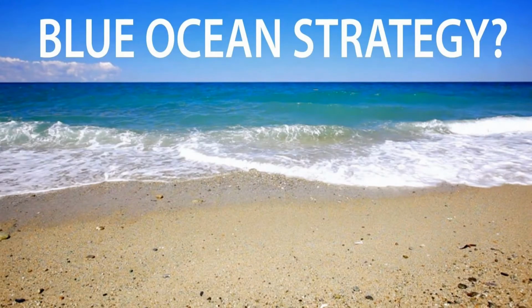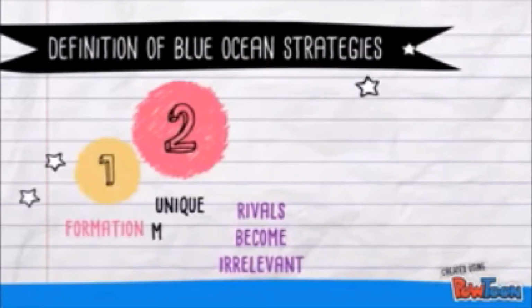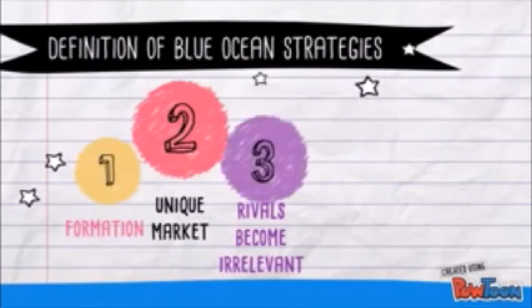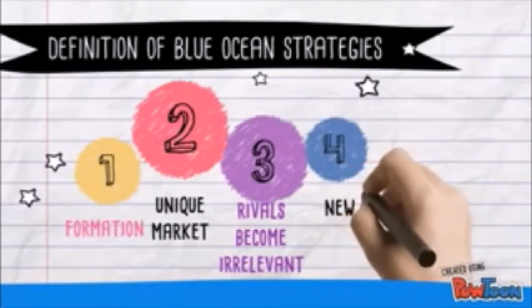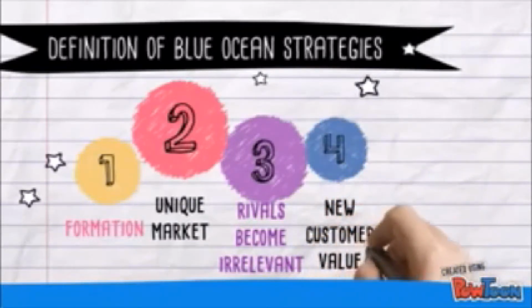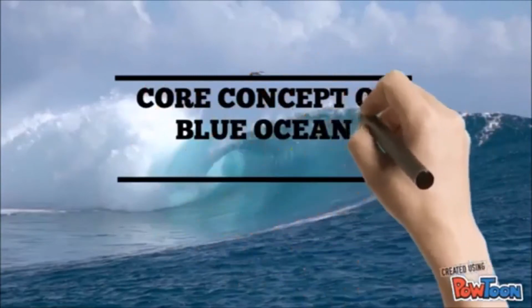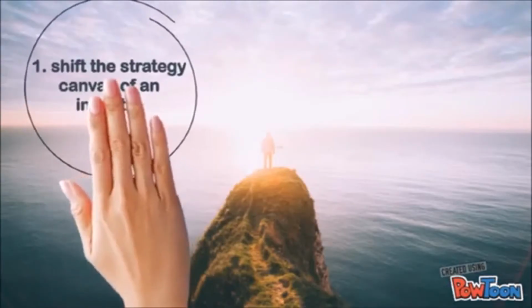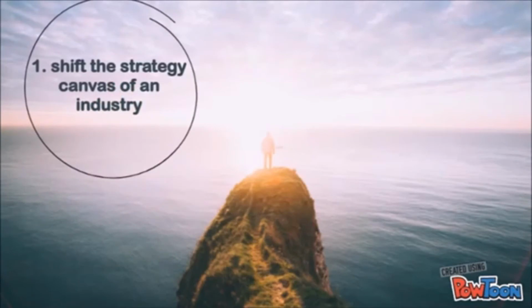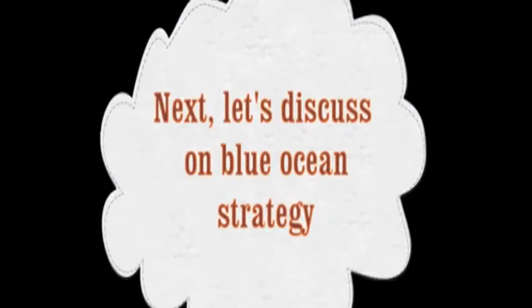Now, what is Blue Ocean strategy? Blue Ocean strategy is the formation of a new and unique market space for a product that makes rivals irrelevant, and this will create new customer value and exploit the market by itself. The core concept of Blue Ocean strategy is to fundamentally shift the strategy canvas of an industry, and the strategy focus from competitors to alternatives and from customers to non-customers.